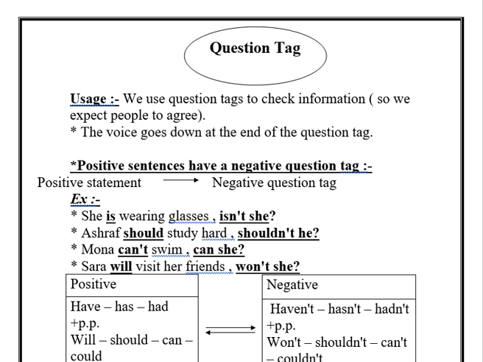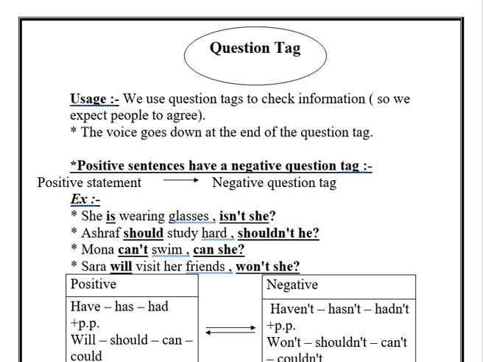For example, she is wearing glasses. Isn't she? So you put the auxiliary verb in the negative, and then you put the subject or the pronoun. If there is a pronoun, you put the pronoun after the auxiliary verb.